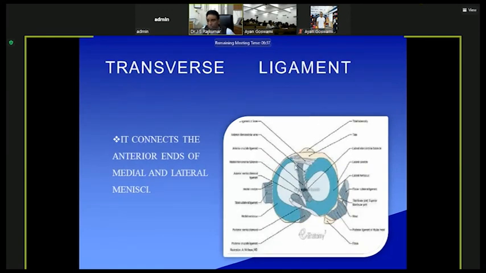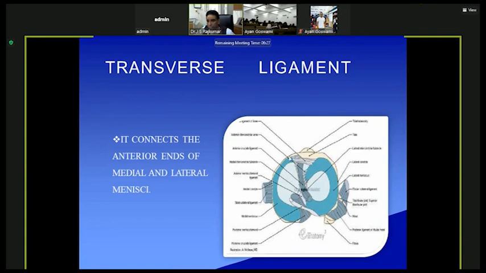So we've already discussed the transverse ligament that connects the menisci. It connects the lateral meniscus with the medial meniscus. That's the transverse ligament, at the anterior ends of the menisci.